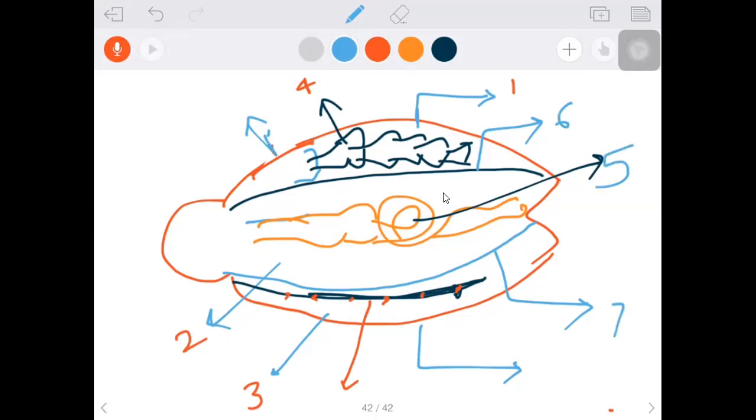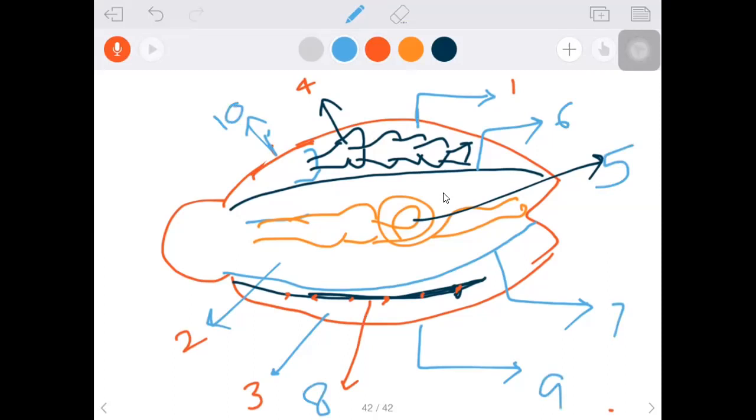So how many are left? Body parts left over. 8, the nerve cord. Terga and sterna also. 9, sterna. 10, terga. So draw this diagram or just take a screenshot of this particular diagram.